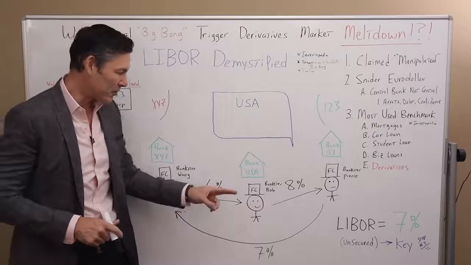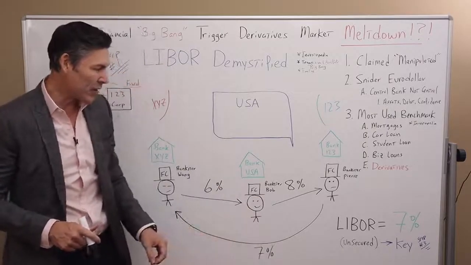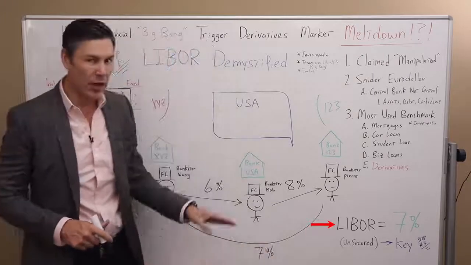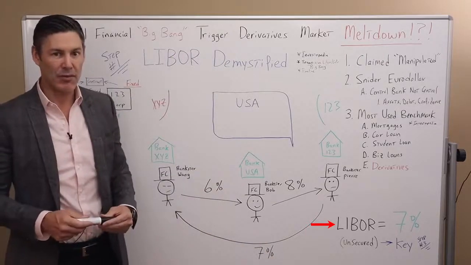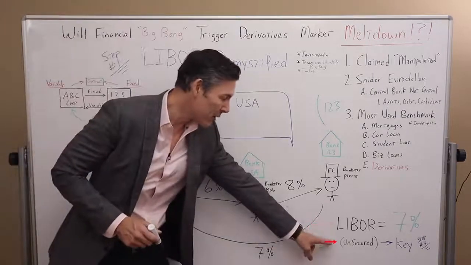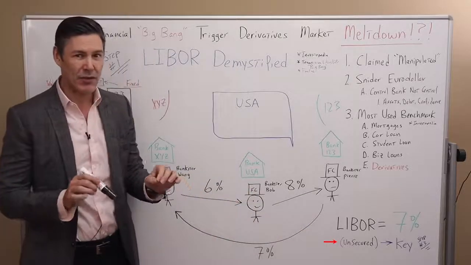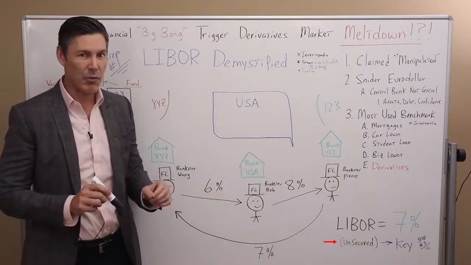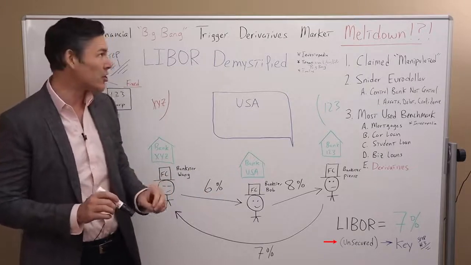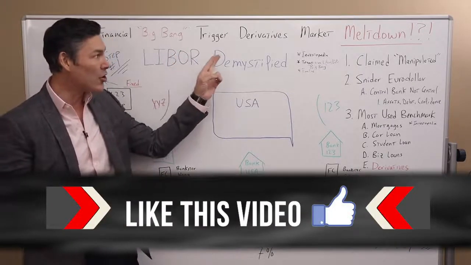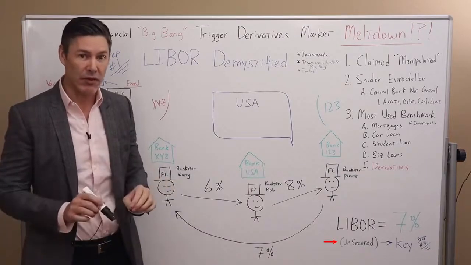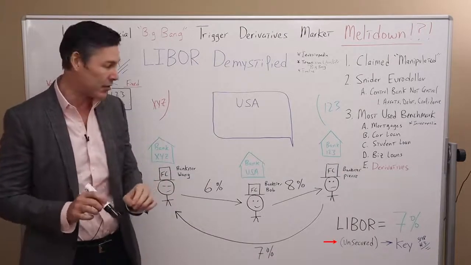So here we'd have 6%, 8%, 7%. That equals 21. You divide by 3. Boom, our LIBOR rate for this example would be 7%. But the key here, one of the main takeaways that you've got to understand, and we'll get more into this in step number 3 when we answer the question if this big bang could trigger a complete meltdown of the derivatives market and the entire system.